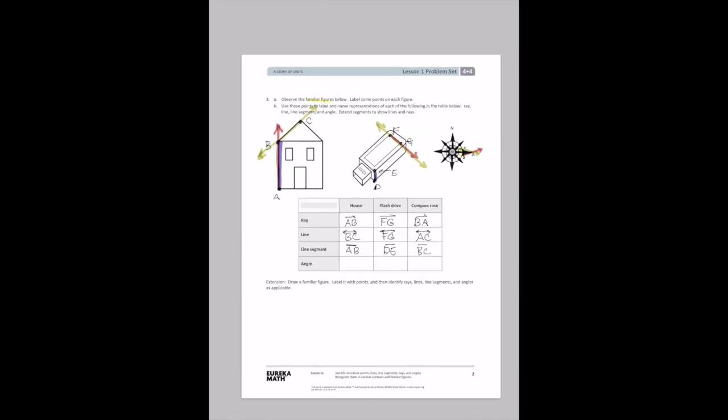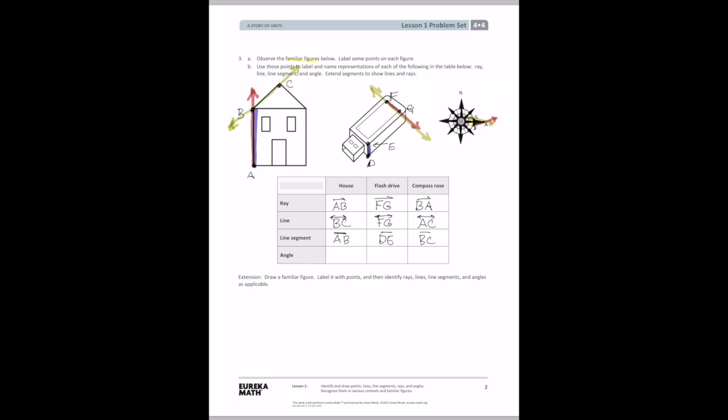And then angles. Okay, so I'm gonna do all three: house, flash drive, and compass. And then I'll just go ahead and label them after on our table. So I will look at one angle might be identified here between A, B, and C. So that's one. On the flash drive, let's say between D, E, and G, here, here, and here.